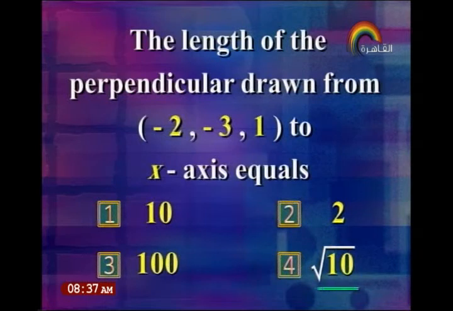Remember, dear student, the length of the perpendicular drawn from the point (-2, -3, 1) to the x-axis is the square root of the square of the coefficient of y plus the square of the coefficient of z. That is the square root of negative 3 squared plus 1 squared, which equals square root 10. The answer is square root 10.